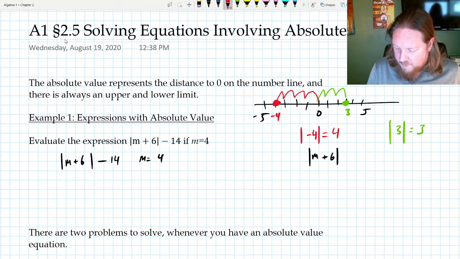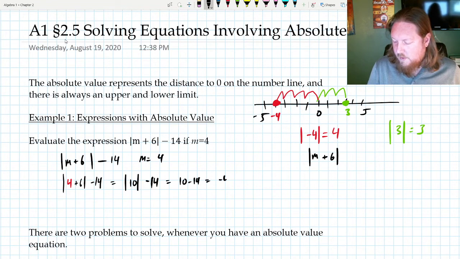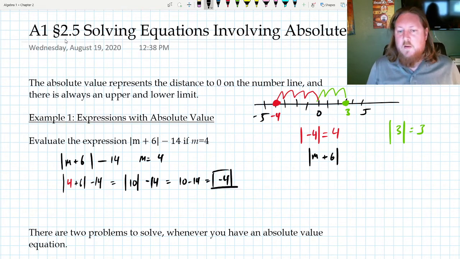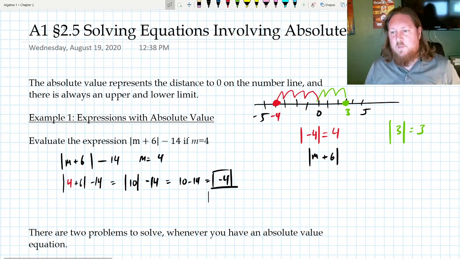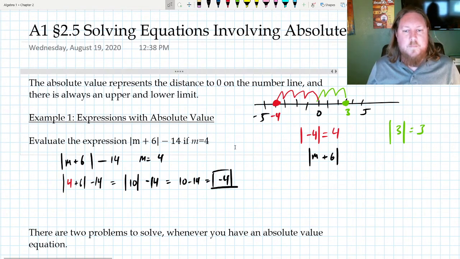So I'm going to plug that value in there. Plug in 4 for m, plus 6, minus 14. 4 plus 6 is 10. Absolute value of 10 minus 14, and we get 10 minus 14, or negative 4. Not too tough with that one. Just plugging it in and seeing what the value is. Didn't even have to change the sign on that. All right. Next step.